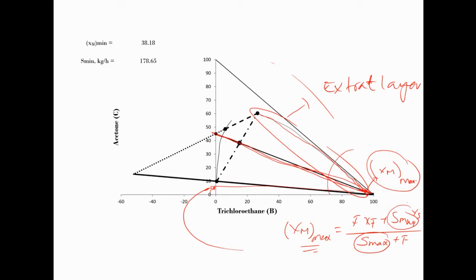Okay, so if we do zooming here, this is your line, for example, and this is your solvent and feed line. This is your XM that represents the maximum solvent. It's not the XM maximum. Okay, it's the XM minimum, in fact, but it will represent the maximum solvent, or you can use it to calculate the maximum amount of solvent that can be used. Okay, guys, any questions?